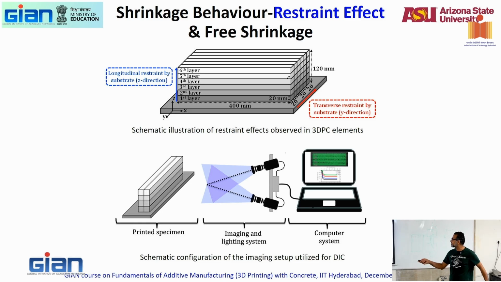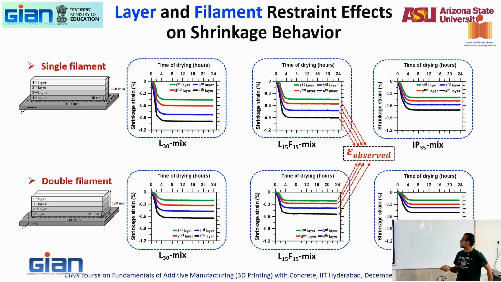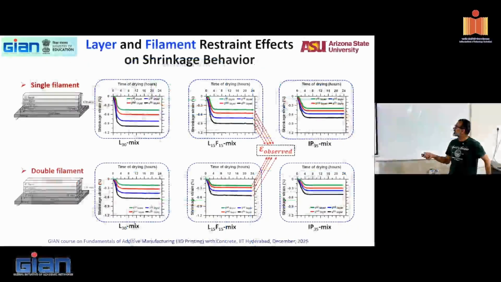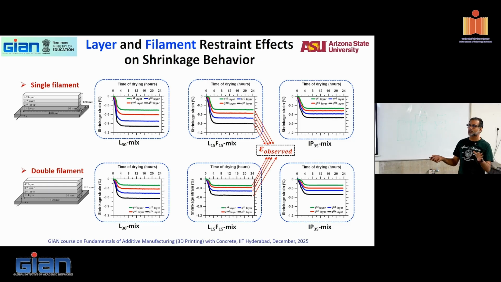So how do you quantify that? He came up with a nice way of quantifying it. If you do a single filament and quantify the shrinkage strains at early ages, plastic shrinkage, very early age, 24 hours, after that we don't care. We're just doing it for the 24-hour strain. So this is a single filament. You build up 4 layers.